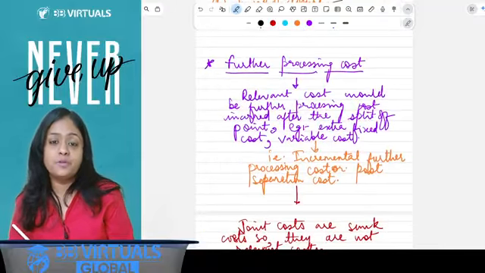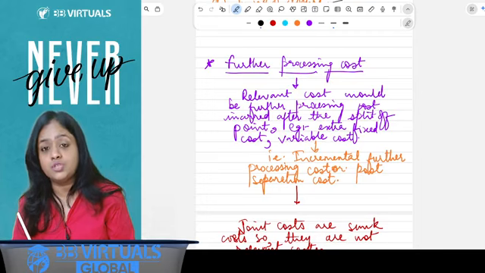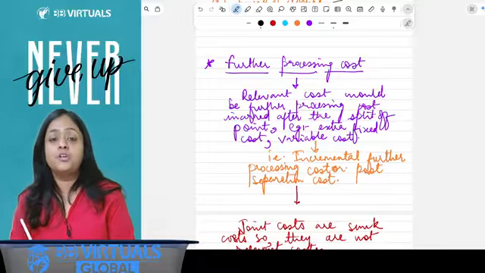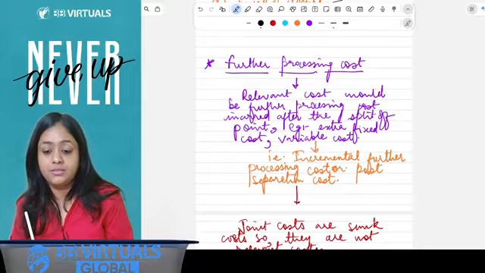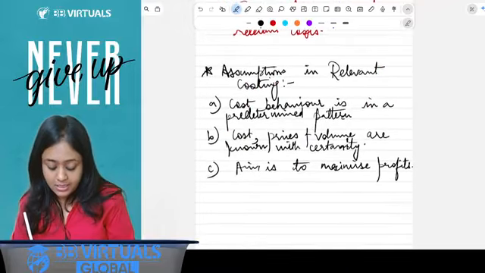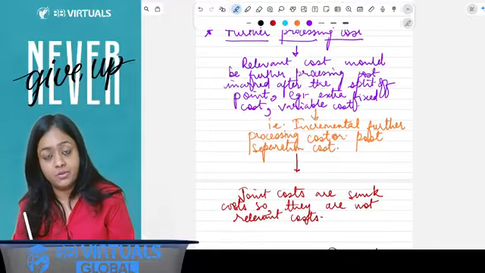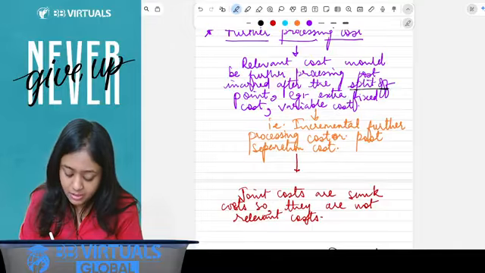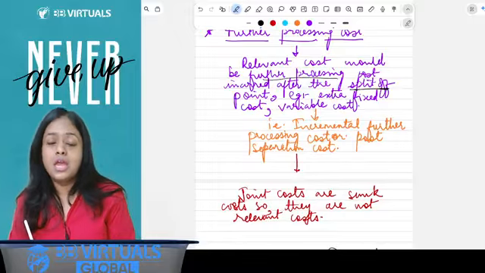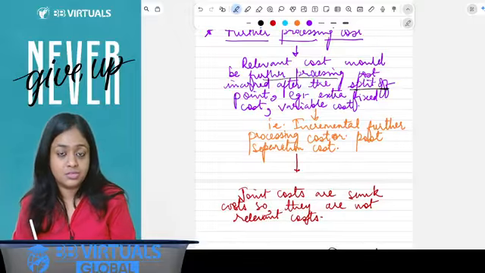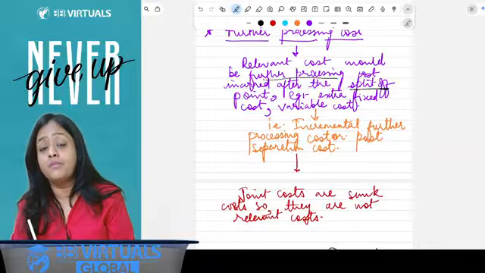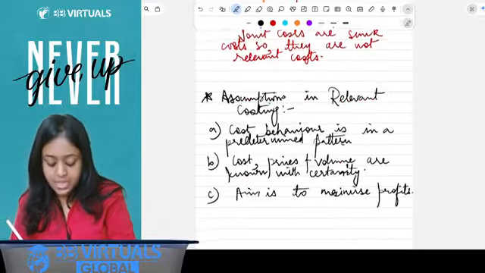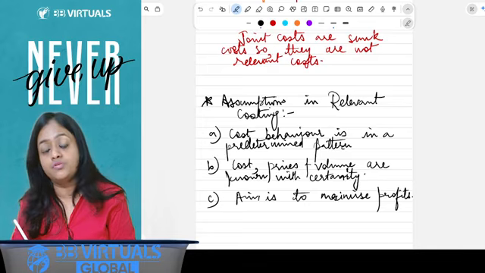Last is the further processing decision. Here the relevant cost would be only relevant to that further processing, that is, whether the product should be further processed or not. So we simply take the difference between incremental cost and incremental revenue. Incremental revenue is the difference between the split-off point revenue and the revenue after the further processing, and incremental cost is the further processing cost. So if incremental revenue is more than the incremental cost, then go for further processing. Simple decision. Joint costs are sunk costs, so we don't take them.